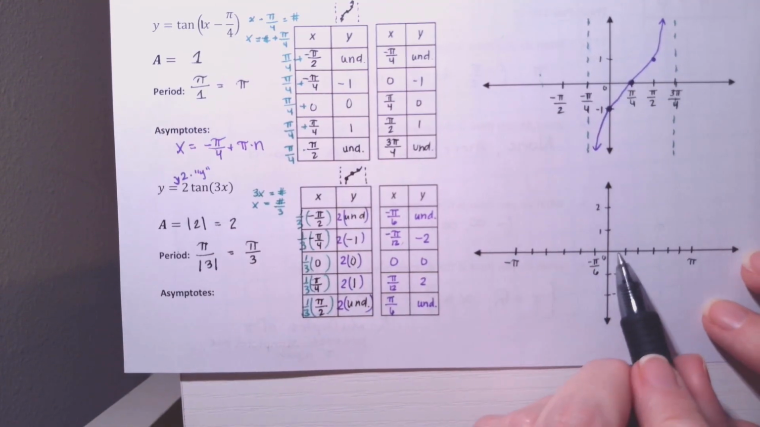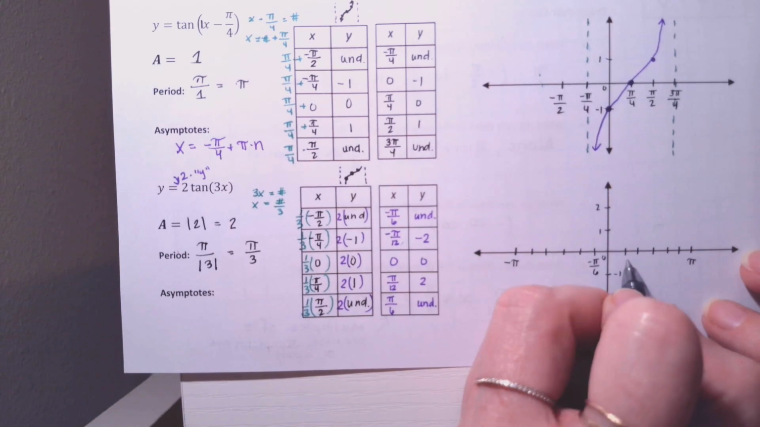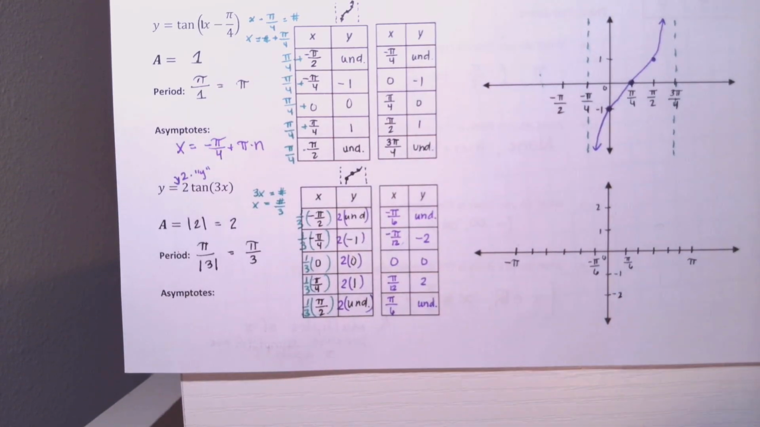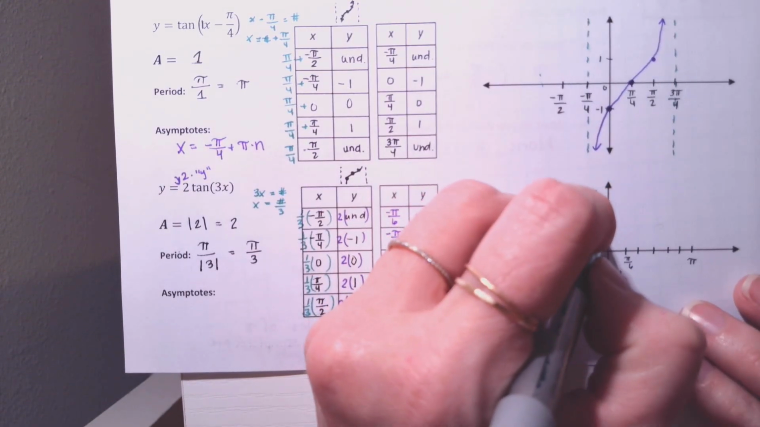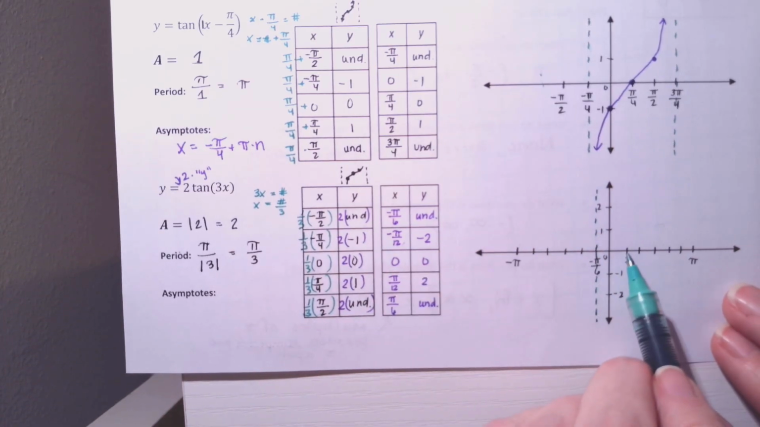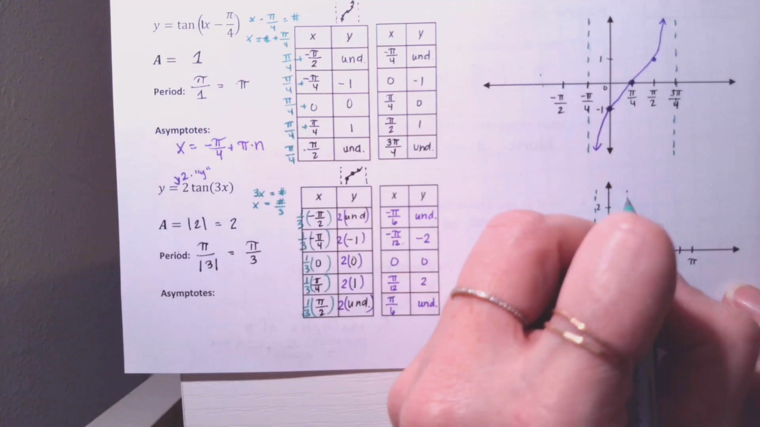Okay, and then another pi over 12. Again, it would be in between the 0 and the pi over 6. Maybe I should have stretched out the scale, but also it's kind of nice to see how squished together this one is because the period's so small. Okay, so we're going to have our first asymptote at negative pi over 6. Okay, and then the other asymptote is at pi over 6.